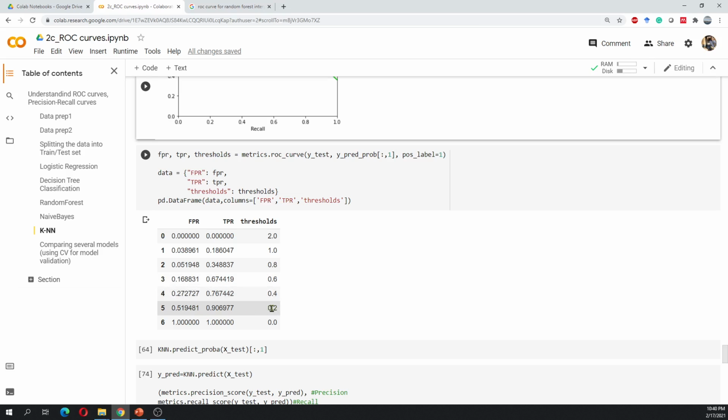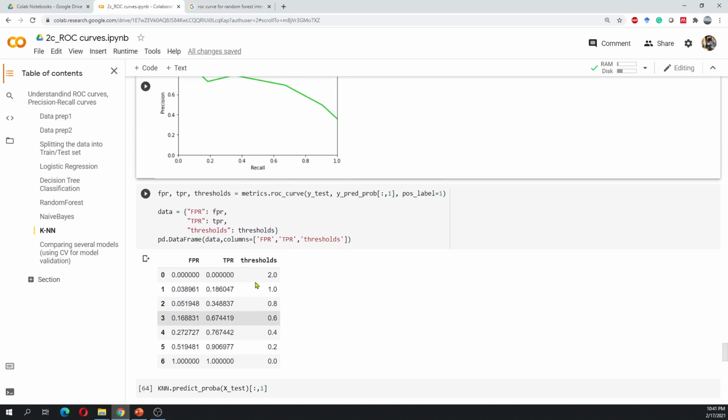So that's something like this. If I had set the threshold to 0.2, let's say it could have a true positive rate of 0.9 at a false positive rate of 0.52. So the only difference here is the thresholds that you're seeing over here. These are based on where you want to set that choice of when a point is assigned to the 0 or the 1 class.